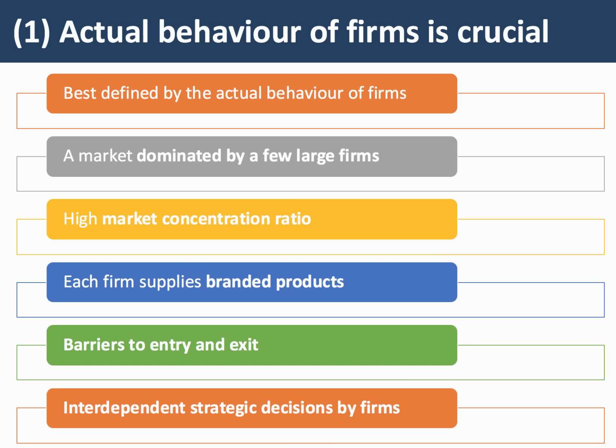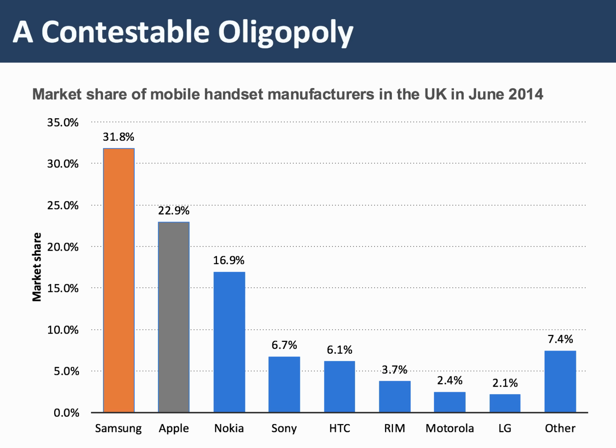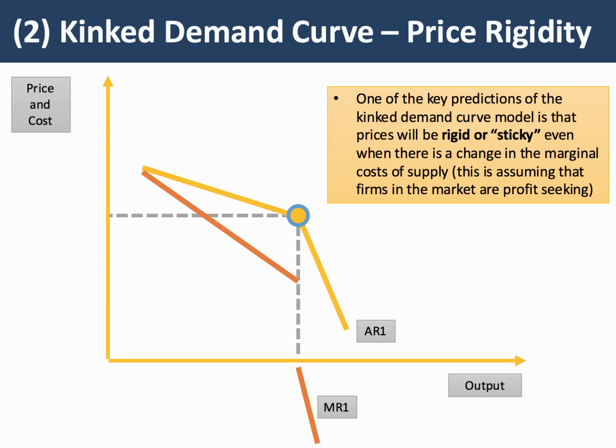There are lots of branded products. There are barriers to entry and exit. And crucially, the behaviour by firms is interdependent. One firm has to take into account the likely reaction of other rivals in the market. So a classic example of a contestable oligopoly would be the market for, let's say, mobile phone handsets. Here's the data for the UK in 2014 and that classic battle between Samsung and Apple, Nokia and others.